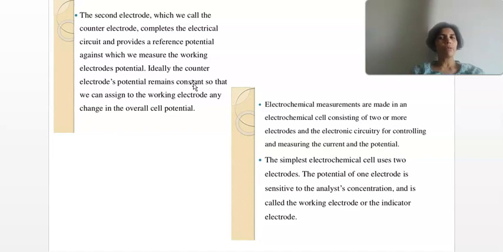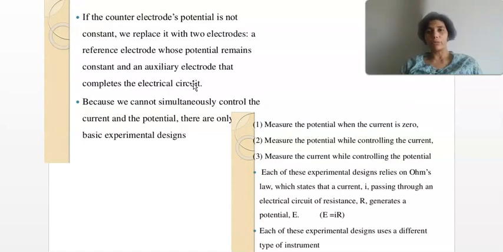Then electrochemical measurements are made in an electrochemical cell consisting of two or more electrodes, and the electronic circuitry for controlling and measuring the current and the potential. The simplest consists of two electrodes. One is sensitive to analyte concentration and is called the working or the indicator electrode. If the counter electrode potential is not constant, we replace it with two electrodes: a reference electrode whose potential remains constant and an auxiliary electrode that completes the electrical circuit.